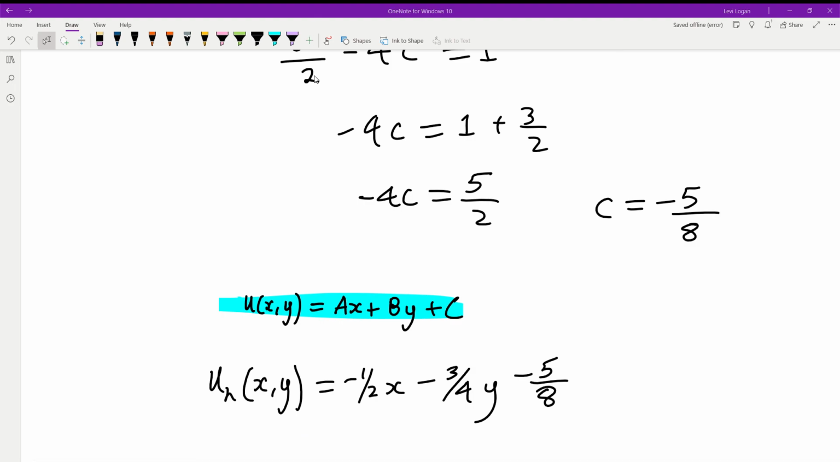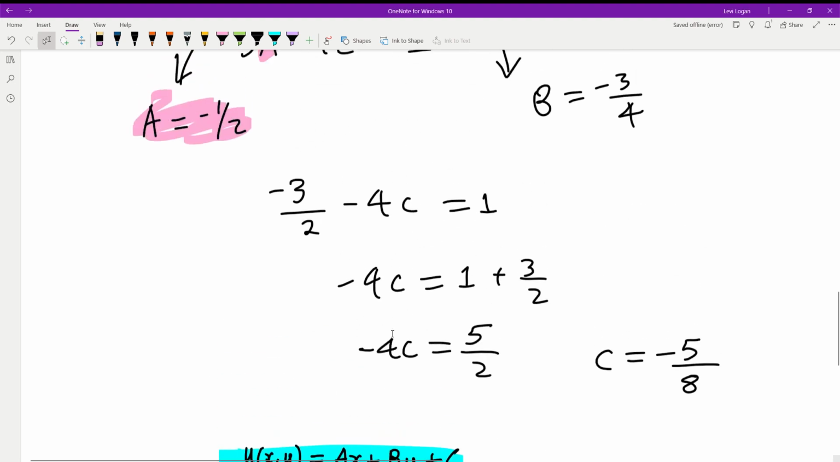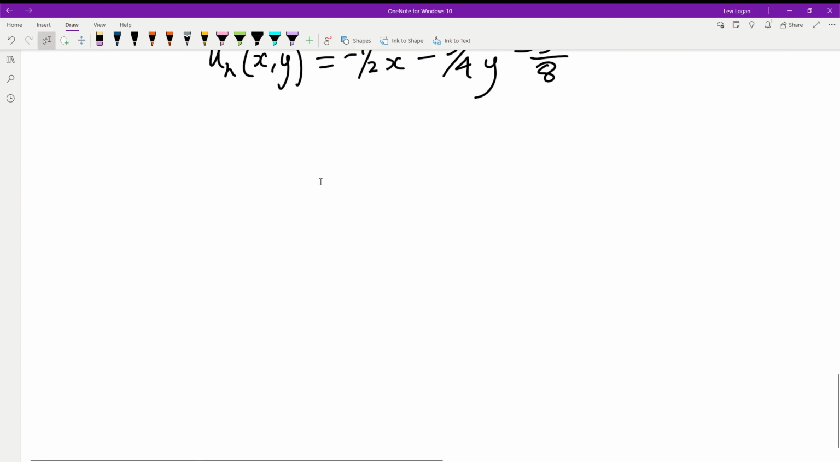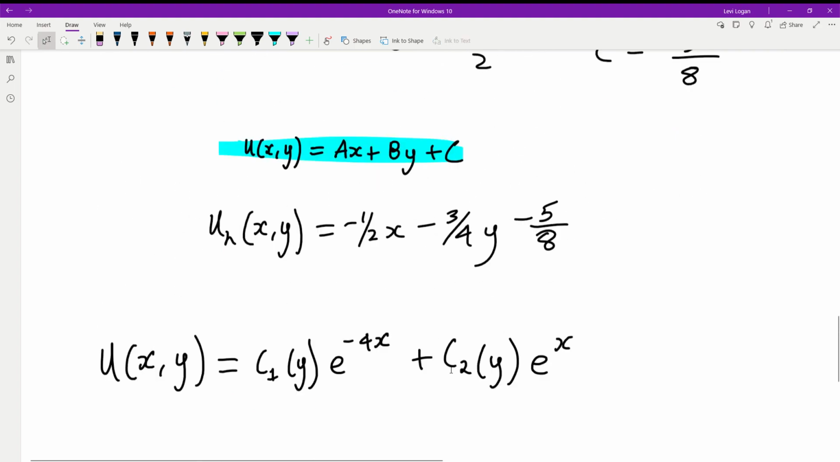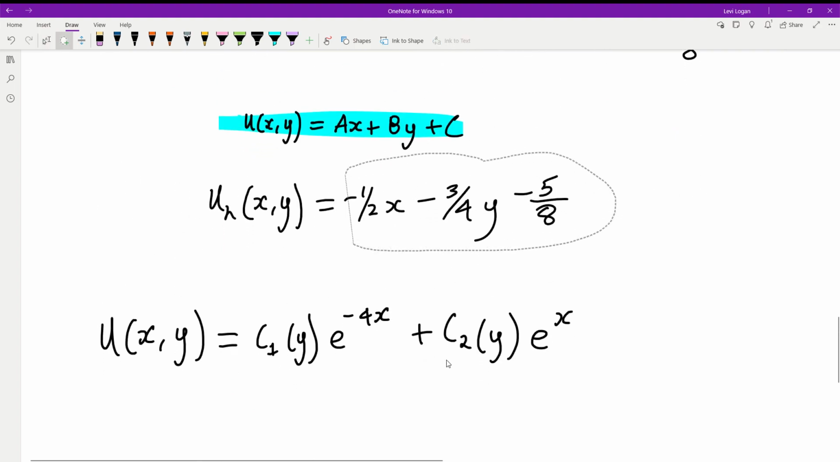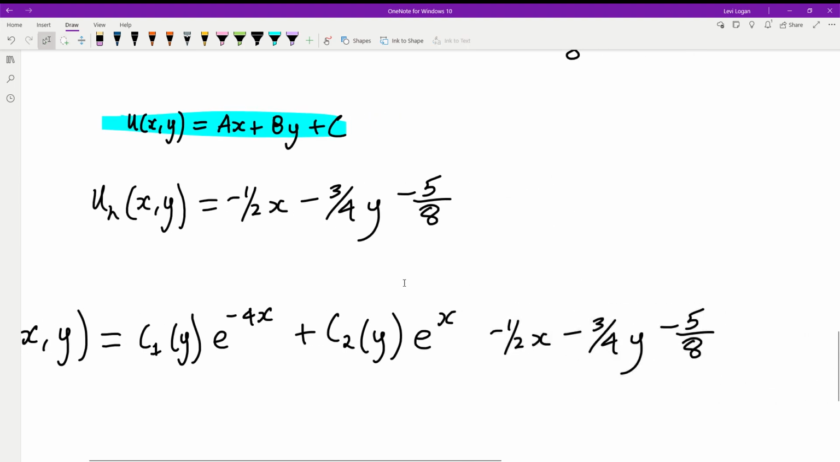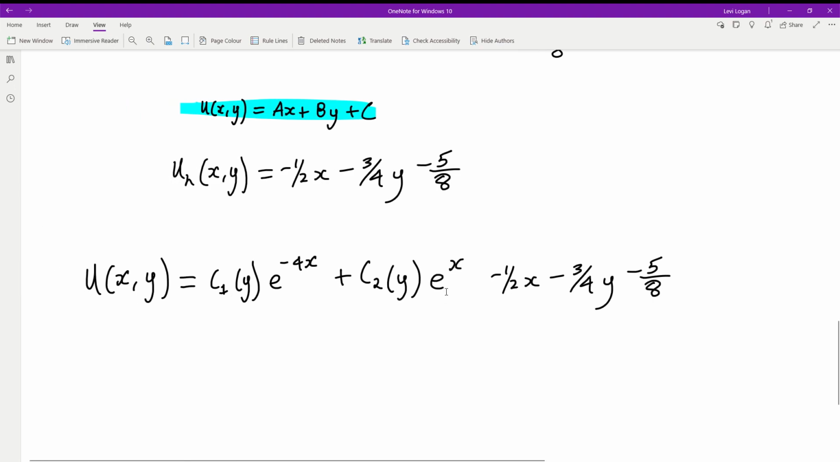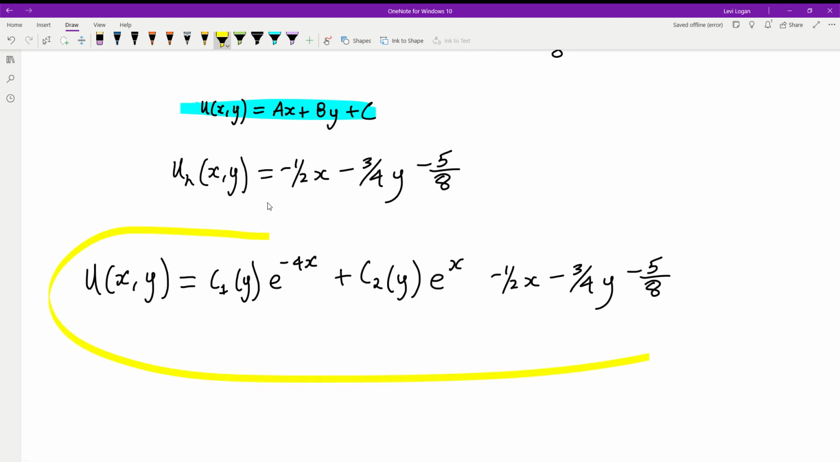If you have any questions about what we've done here, we're not finished. We've got to combine it for a single answer. If you want the general solution to the PDE, you need the sum of the homogeneous solution plus the particular solution. So here, the solution to the PDE would be these guys added together. If I zoom out, this is your overall solution to the PDE in question 4.